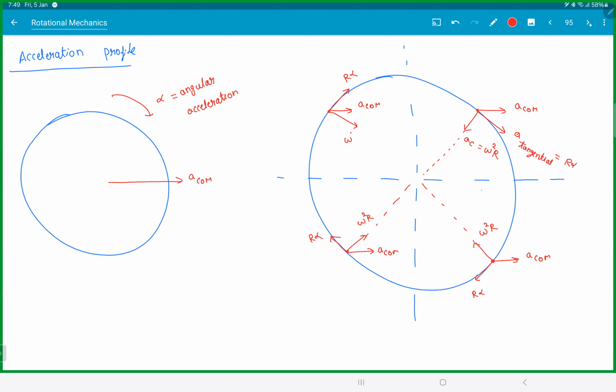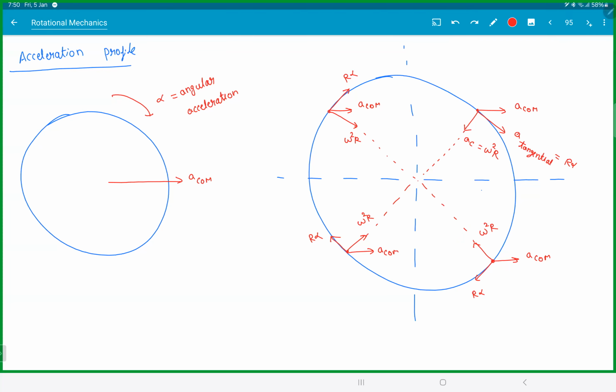This thing is omega square R. So keep this in mind. A simple question would be like this. In which quadrant the acceleration of the point can be 0? Fourth quadrant, see. So 3 can cancel. Fourth quadrant.